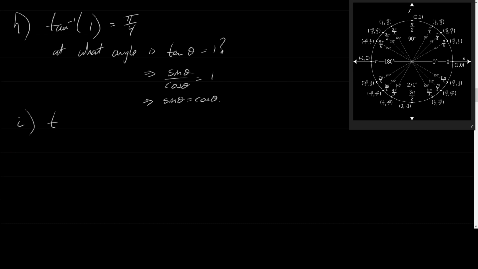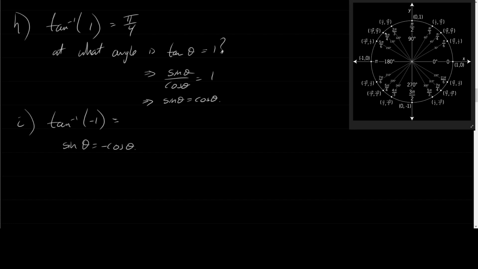If I said, what is tan inverse of negative 1? All right, well, by similar reasoning, this is really asking, where is sine theta equal to negative cosine theta? So where is sine equal to the negative version of cosine? And well, it happens at two spots as well. First here at 3 pi over 4, right? Sine and cosine are negatives of each other. But also over here at 7 pi over 4, sine and cosine are negatives of each other.